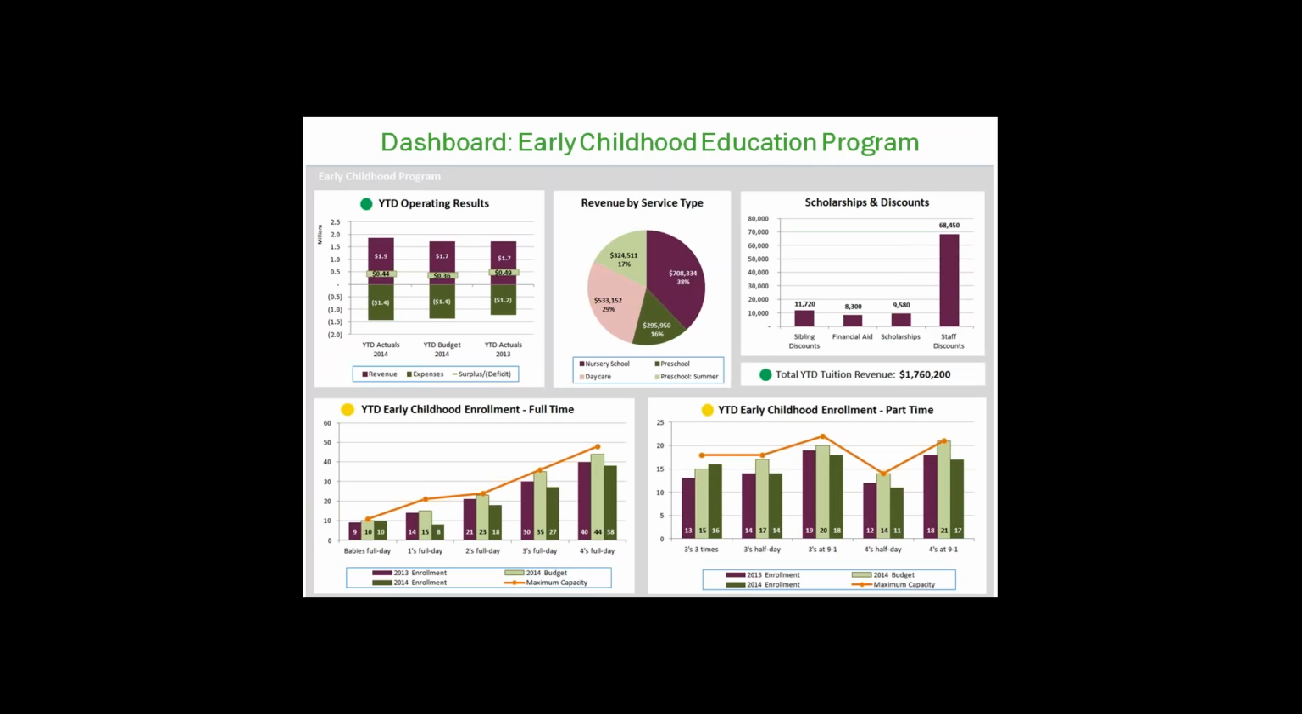I think the key things I want to bring to your attention are, one, in the first case, the year-to-date operating results. We want to look at actuals against budget and against the past. So you can see right away, when we compare this year's actuals to this year's budget, how we are doing against plan, and how we are doing against last year's actuals. You can see here the trend is not very significant, but notable between those. With respect to revenue by service type, maybe the organization has a goal of a certain percentage going into nursery versus preschool.